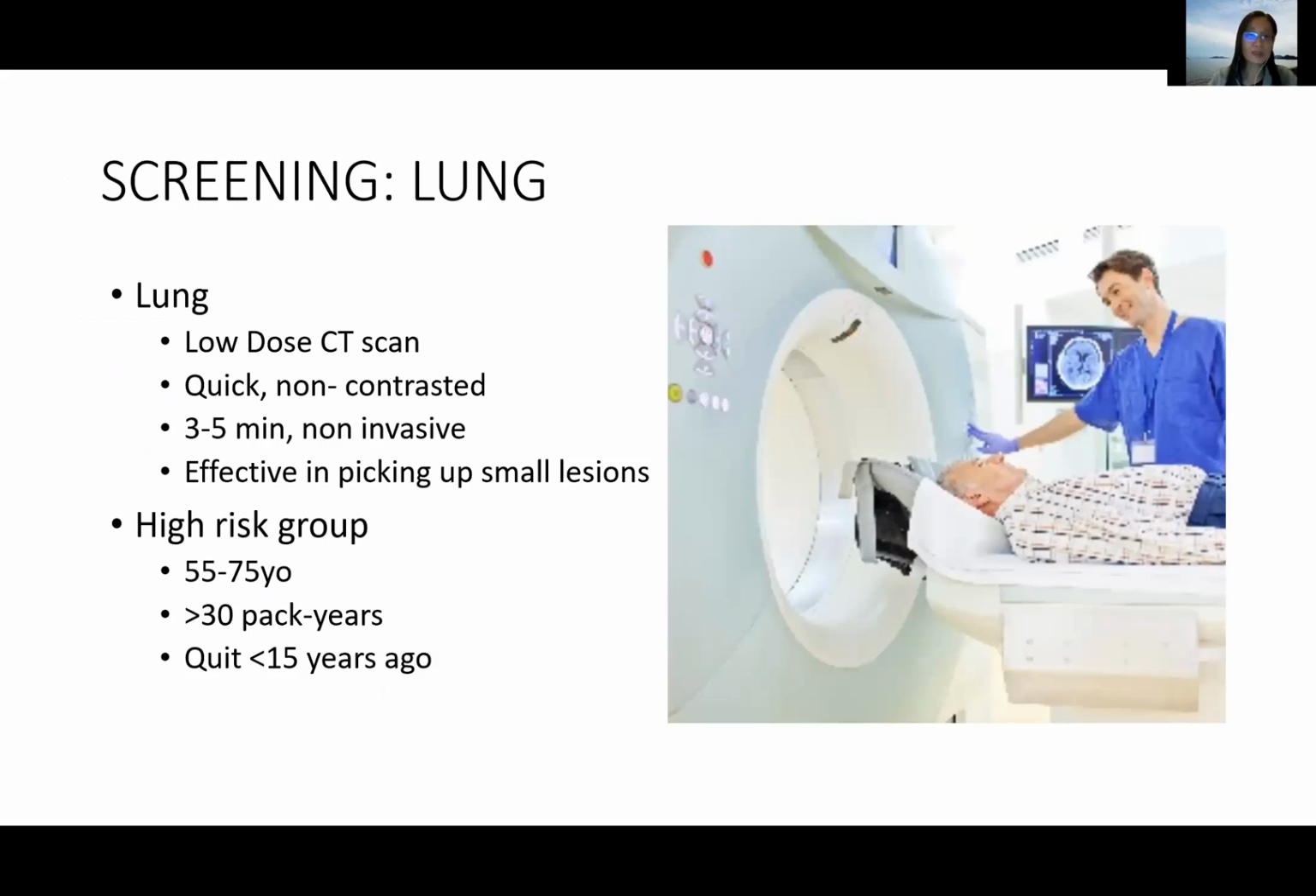There are certain groups we think have a higher chance of getting lung cancers: patients that are 55 to 75 with a history of more than 30 pack years. Just to refresh, 1 pack year means you smoke 1 pack of cigarettes per day for a year. So if the patient smokes 2 packs per day for 15 years, 15 times 2 means 30 pack years, then they would be at high risk of getting lung cancer. Or if they have quit less than 15 years ago, they are still considered a higher risk. You can refer them for screening. Many hospitals also have subsidized low dose CT, especially for Lung Cancer Awareness Month, which is in November next month.